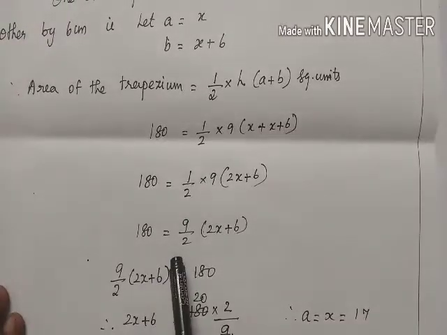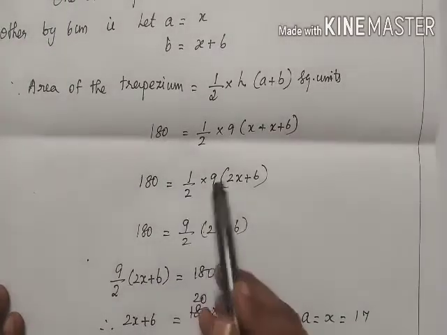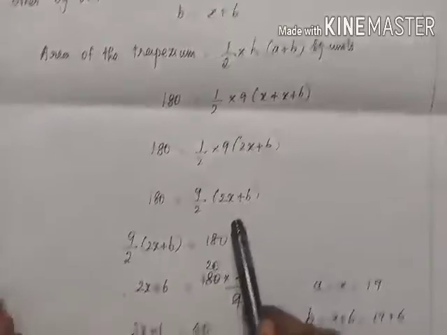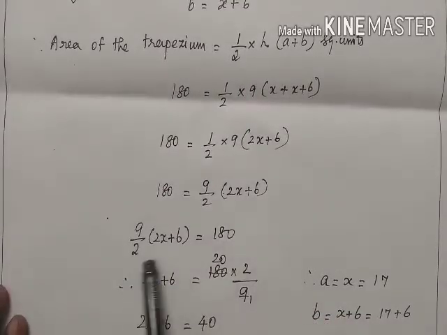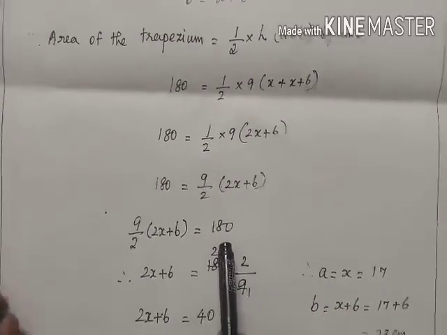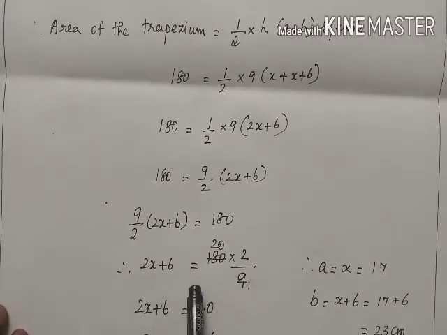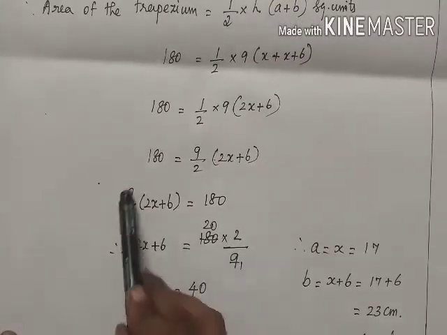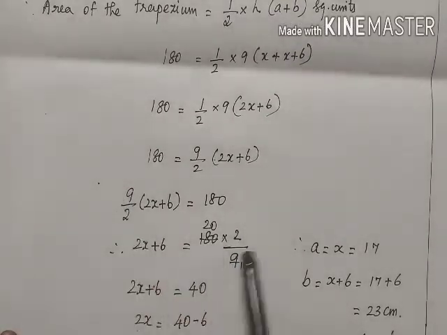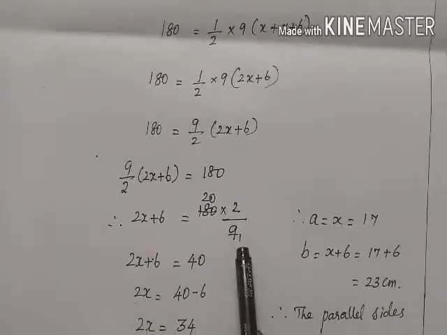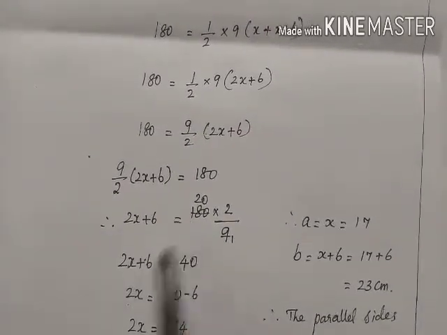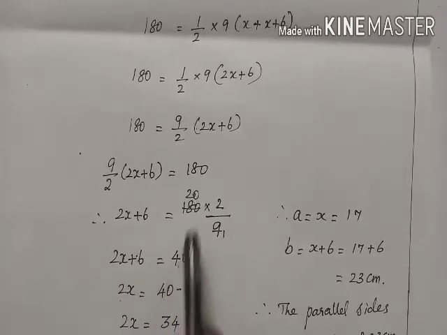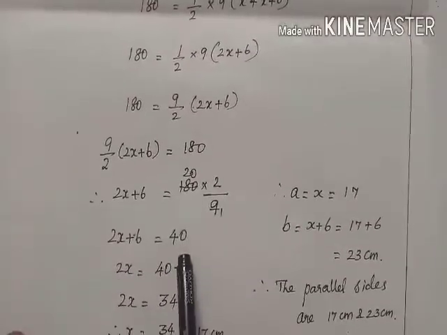So 180 is equal to 9 by 2 into 2x plus 6. So 9 by 2 into 2x plus 6 is equal to 180. 2x plus 6 is equal to 180 into that 9 by 2. Reciprocal of 9 by 2 is 2 by 9. 1 9 is 9, 2 9s are 18, so 2x plus 6 is equal to 20 into 2, 40.